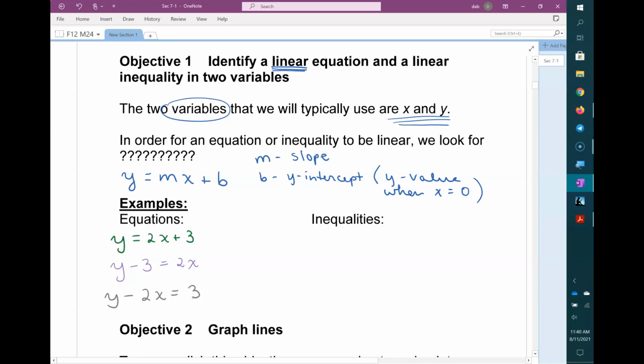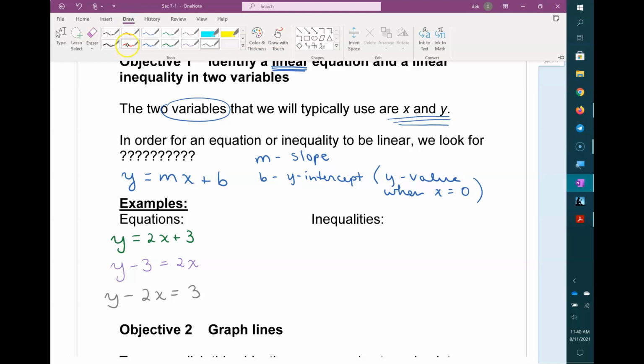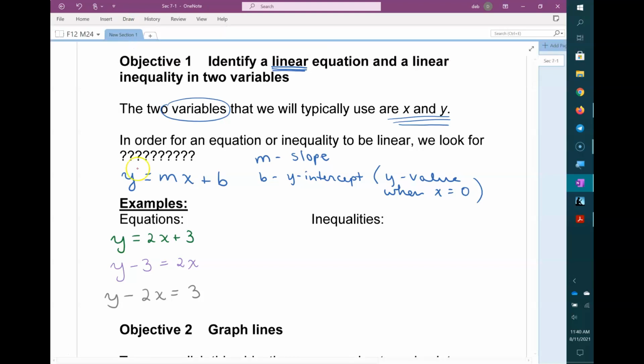So let's look at some of the important features here. Y and x have no exponents on them. So there's an invisible exponent of 1 that we don't see because we don't write exponents of 1. It's just kind of understood that if there's no exponent written, it's a 1. So the x and the y both have exponents of 1. Only adding is going on with the y's and x's. There is no multiplying of x's and y's. And the m is whatever number is multiplying the x when the y is all by itself on one side.